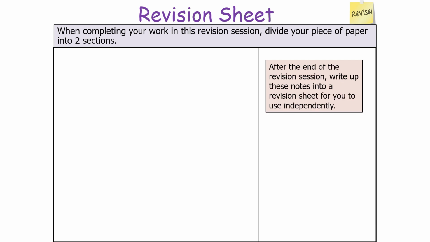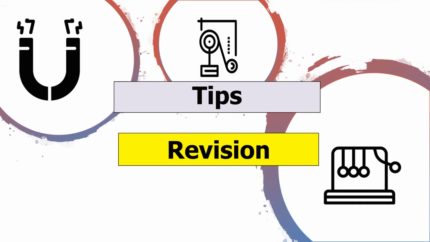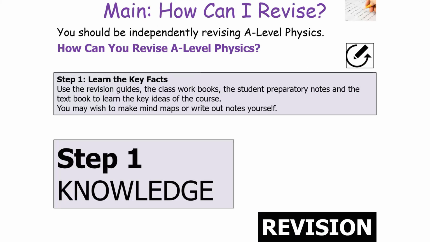Now after the end of this revision session, write up these notes into a revision sheet for you to use independently. So what are some tips on revision? Well, you should be independently revising physics in 3 steps. The first step is to learn the key facts. So use your revision guide, your class workbooks, your preparation notes and the textbook to learn the key ideas of the course. Learn the knowledge and the facts that you need to know for AQA A-Level Physics.